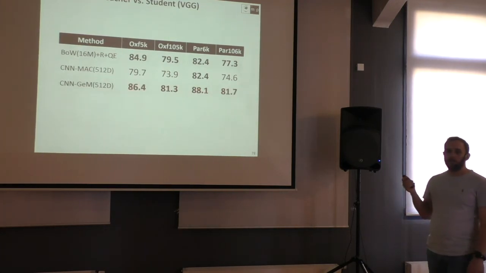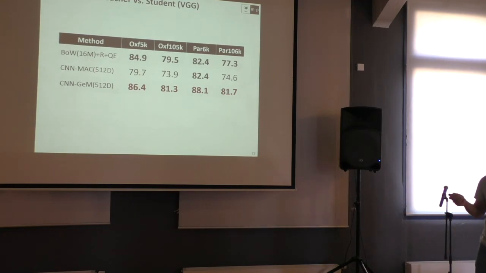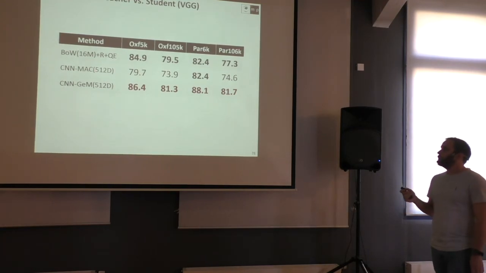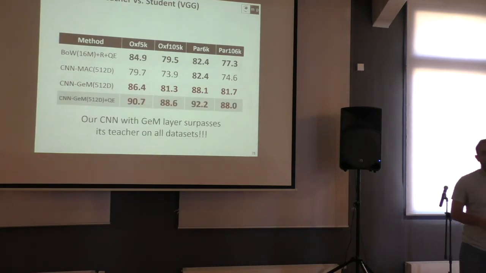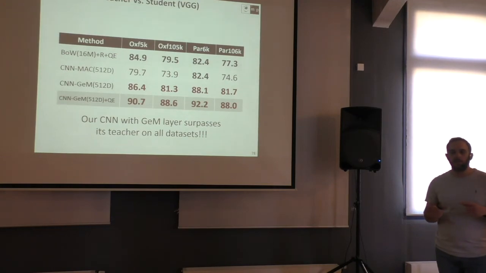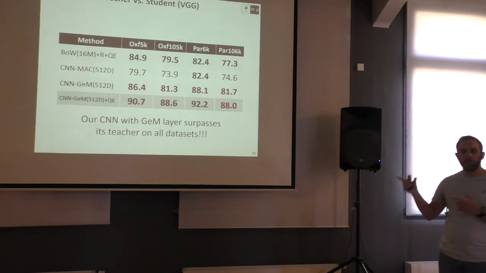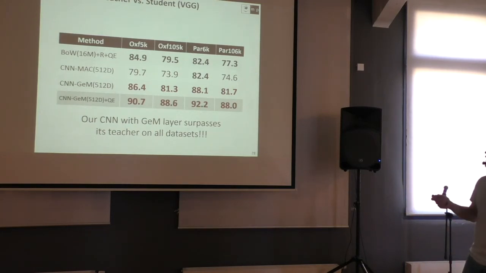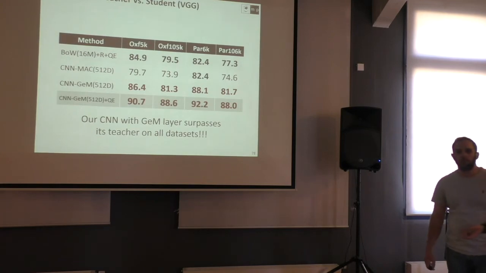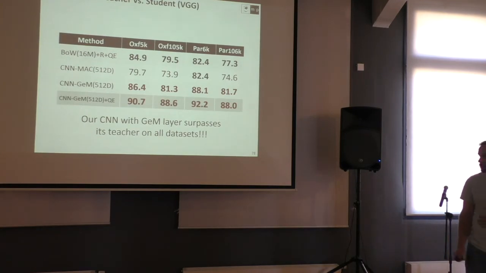After adding the generalized mean pooling instead of max pooling, we actually outperform the teacher on all datasets. And after adding a query expansion, that in this case is just a simple mean average, like aggregating the descriptors of the top 10, let's say, ranked images, and then issuing a new query, we get really high scores that outperform the bag of words on all datasets.